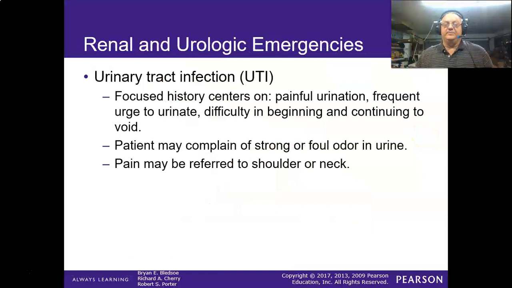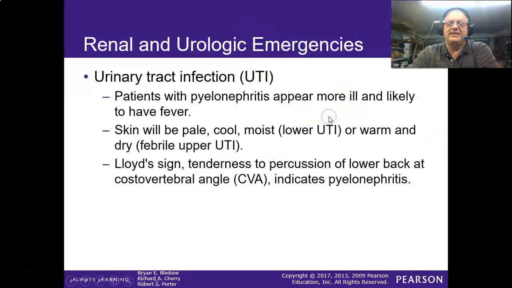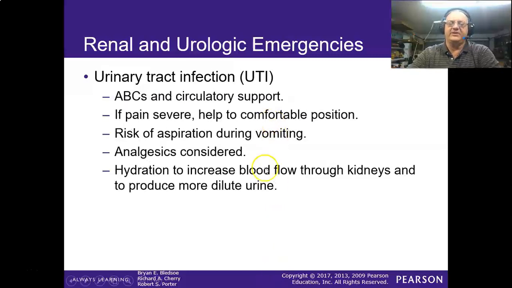Now, urinary tract infection: focus on painful urination. Usually there's a strong foul smell, and precipitate might be in the urine. The pain can be referred up into the neck and shoulders. The skin tends to be pale, cool, and moist, typical sepsis signs. By the way, urosepsis is the number one reason that patients end up going systemically septic. Lloyd sign is tenderness to percussion of the lower back at the costovertebral angles. If you're tapping on the sides of the spine and they're hurting, more than likely it's a kidney infection.